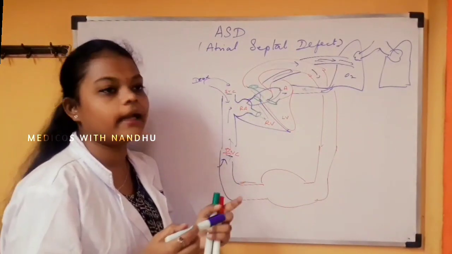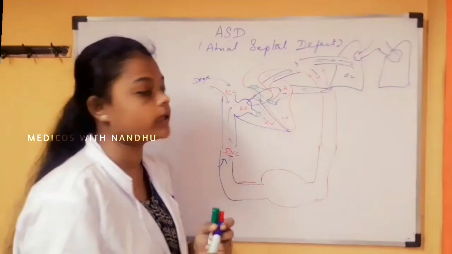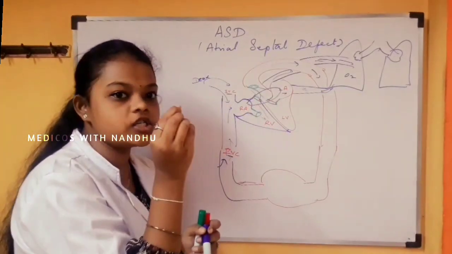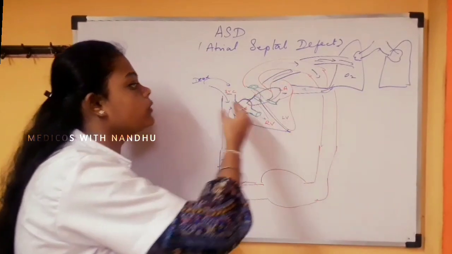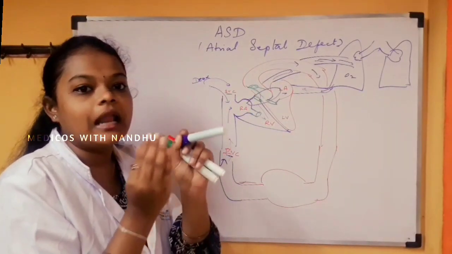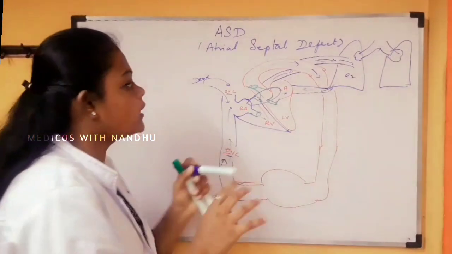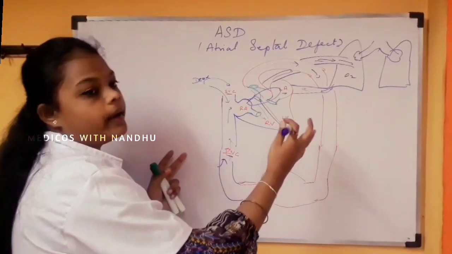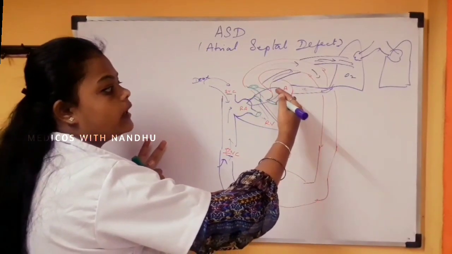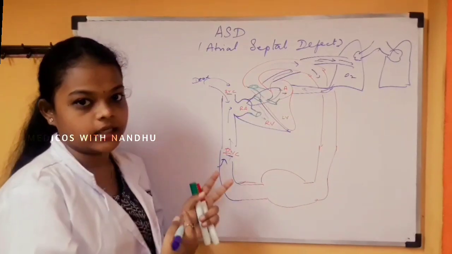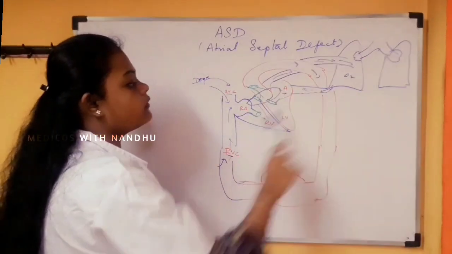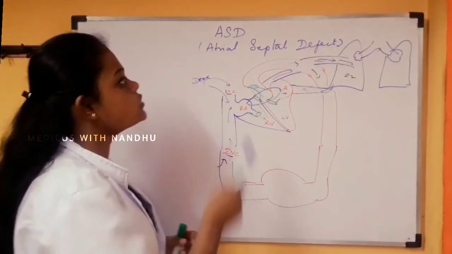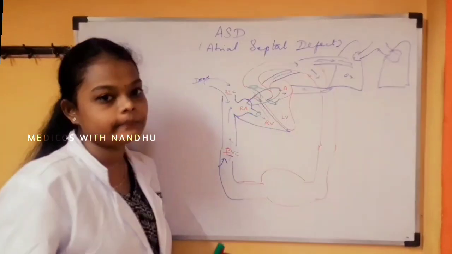The shunt of the blood depends on the size of the defect. If there is a small shunt, a small amount of blood will go from the left atrium to the right atrium. If there is a large hole or large shunt, more blood will come from the left atrium to the right atrium. So this is atrial septal defect: the septal defect on the atrial side, hence it is known as atrial septal defect.